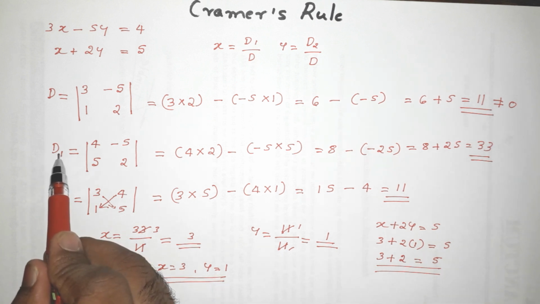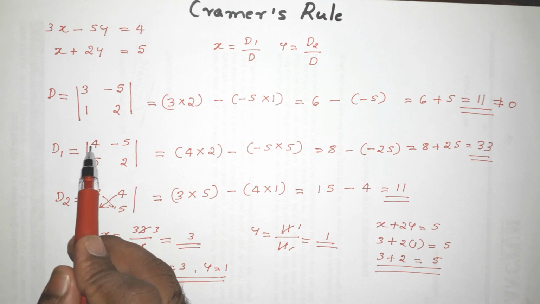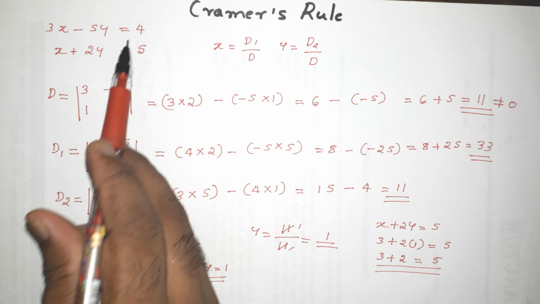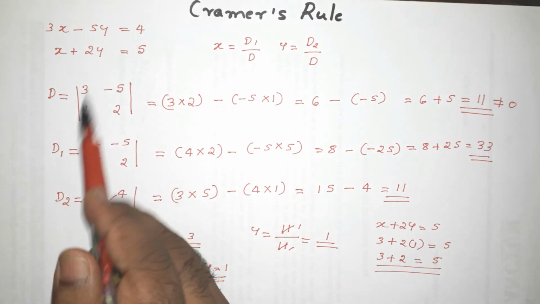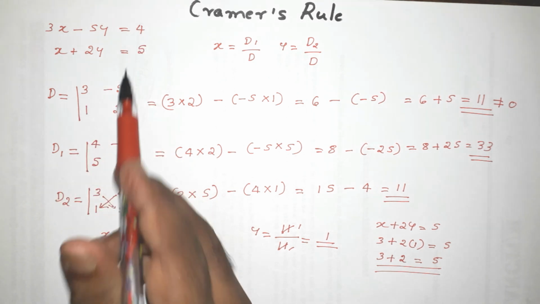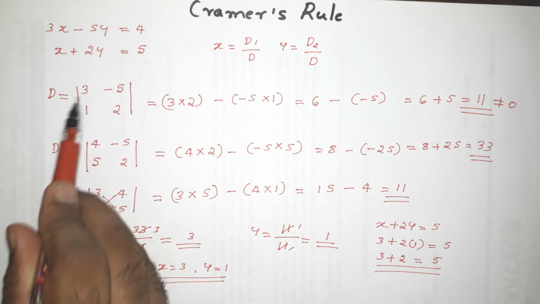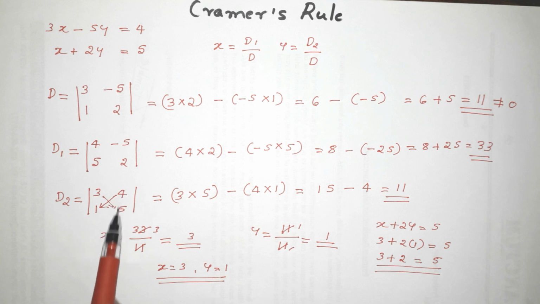Delta 1, the change in the delta and delta 1 is the first column of delta should be replaced by the answer. That is, instead of 3 and 1, I have replaced by 4 and 5. The remaining methods are same. By that we got 33 as answer. Delta 2, here first column is the original delta, the second column 4 and 5 have replaced minus 5, 2 by the answers.